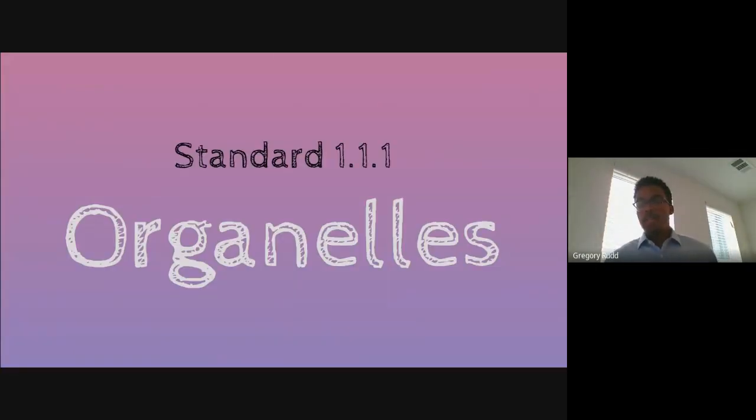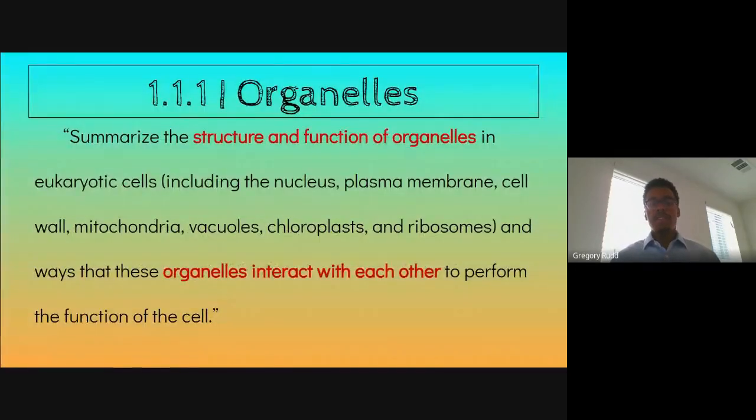So the first thing that we will talk about today, the first standard that we will talk about today is 1.1.1. And this standard is all about the organelles that we've discussed. Specifically, this standard says, summarize the structure and function of organelles in eukaryotic cells, including the nucleus, plasma membrane, cell wall, mitochondria, vacuoles, chloroplasts, and ribosomes, and ways that these organelles interact with each other to perform the function of the cell. So this is literally the language that the state of North Carolina gives to all of the high schools across the state, and says that students, in order to demonstrate mastery, need to be able to do these things. All right, so it's important that you all have an opportunity to see this language.